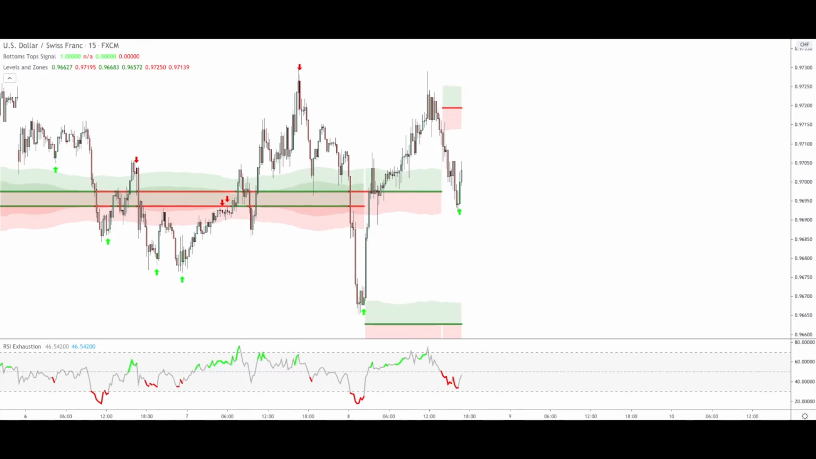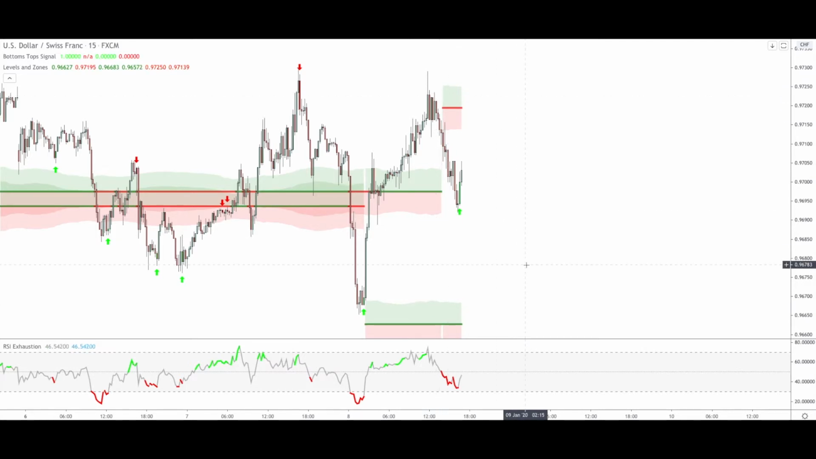So let's get to the setup. What we see here is the US dollar versus Swiss franc on the 15 minutes time frame. And we recently had an up movement and then kind of a retracement, and then I'm looking for another up movement about the same size as this one.